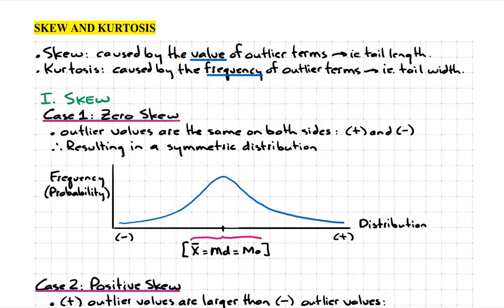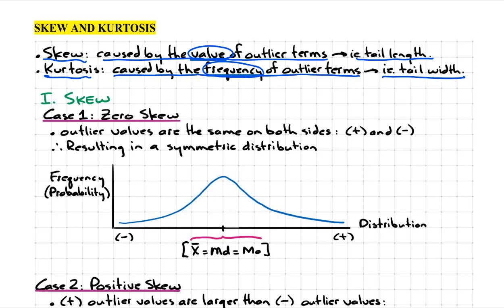Skew and kurtosis. Skew is caused by the value of the outlier terms. In other words, this determines the tail length. Kurtosis, on the other hand, is caused by the frequency of these outlier terms, and therefore it affects the tail width. So let's just stop there for a second.